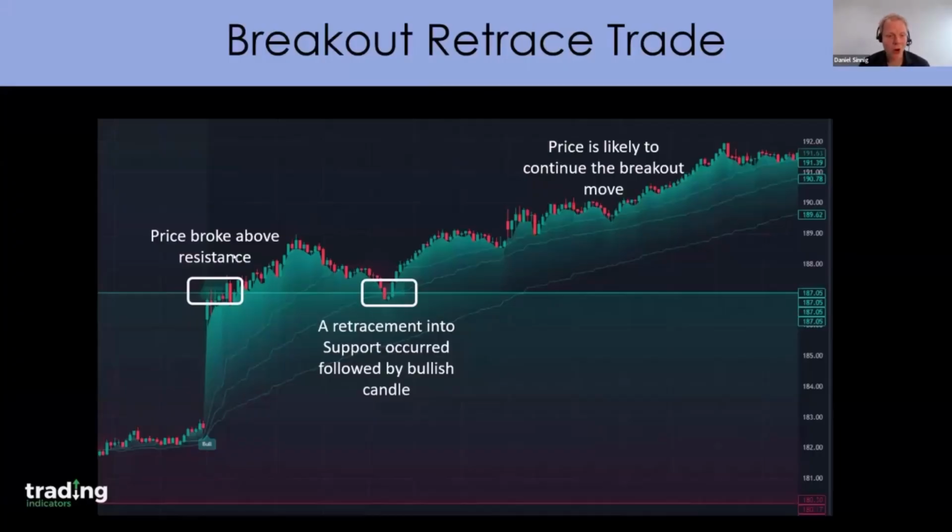Its role has changed. Resistance became support, and this is often a launchpad for price to move further up and for the actual breakout move to continue. Because the breakout retrace setup, it's a mouthful, but these are the kind of setups that I constantly look for.